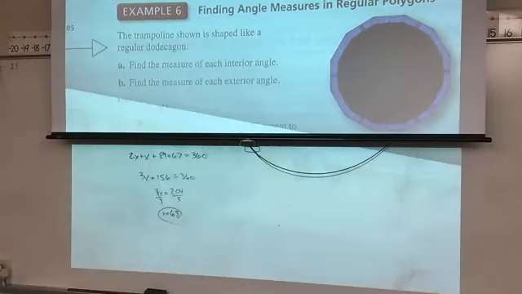If you're gonna find each individual angle, you gotta find the sum of the angles first, right? Find the sum of the angles, the total of the angles, and then we can figure out what each individual one is. That's easy.